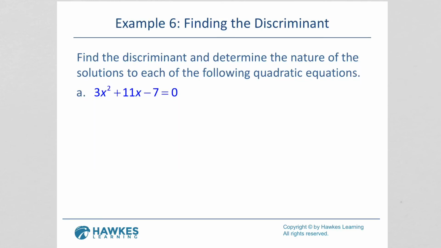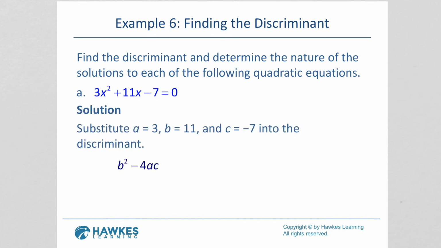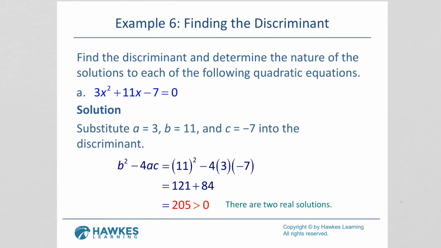Example 6, find the discriminant and determine the nature of the solutions to each of the following quadratic equations. 6a is 3x squared plus 11x minus 7 equals 0. So a is 3, b is 11, and c is negative 7. If I plug that into the discriminant, b squared minus 4ac, I end up with 11 squared minus 4 times 3 times negative 7, which is 121 plus 84, which is 205, which is greater than 0, or a positive number, which means they're going to have two real solutions.